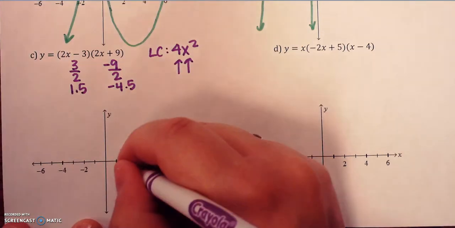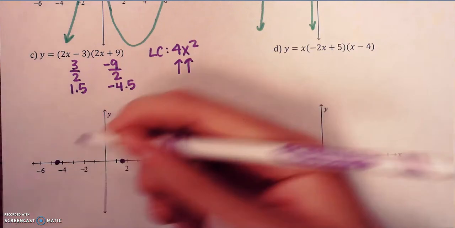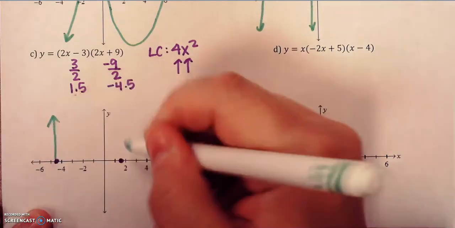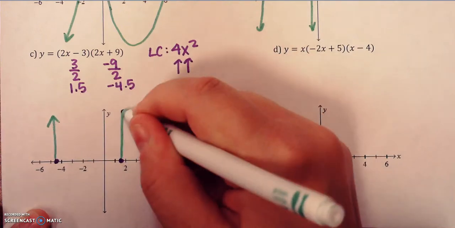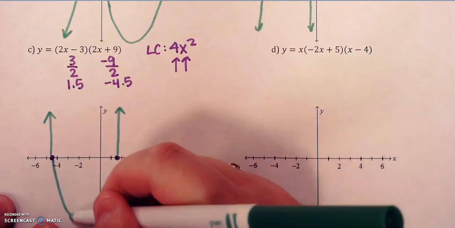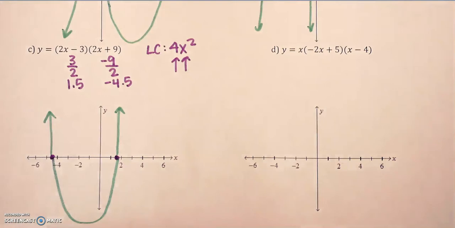So I'm going to estimate. Here's about 1.5. Here's about -4.5. I know my end behavior here should be up, up. So on either end of this, I'm going to go up. And we're just going to come right through the x-axis. We know we have to come back up to get there. And this is just a sketch.